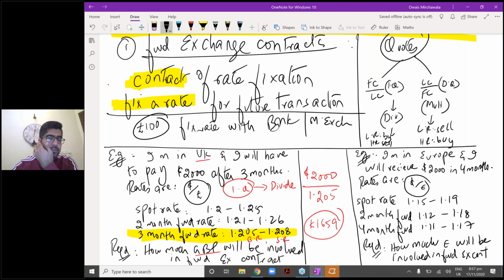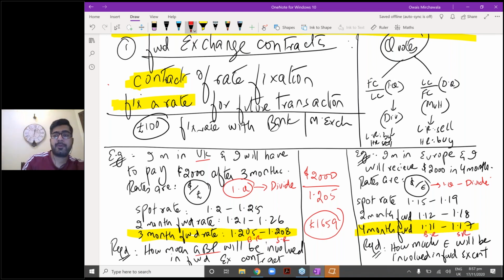Remember, it's just a one-line solution. Okay. So you are in Europe and you have to receive $2,000 in 4 months. Only relevant row is 4 months. Second step, quotes. You're in Europe, the currency is euro, it's in denominator, indirect quote. You need to divide to convert. Indirect quote, lower rate is the buying one, higher rate is the sell.